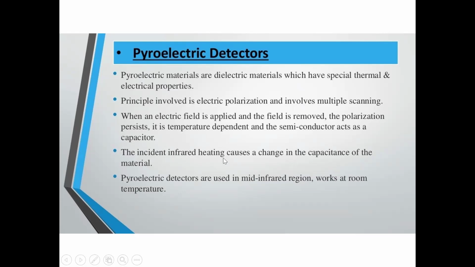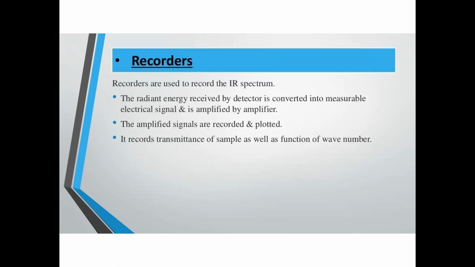Incident infrared heating causes change in the capacitance of the material. These pyroelectric detectors are used in the mid-infrared region. One example is deuterated triglycine sulfate, pyroelectric material used in infrared spectroscopy.